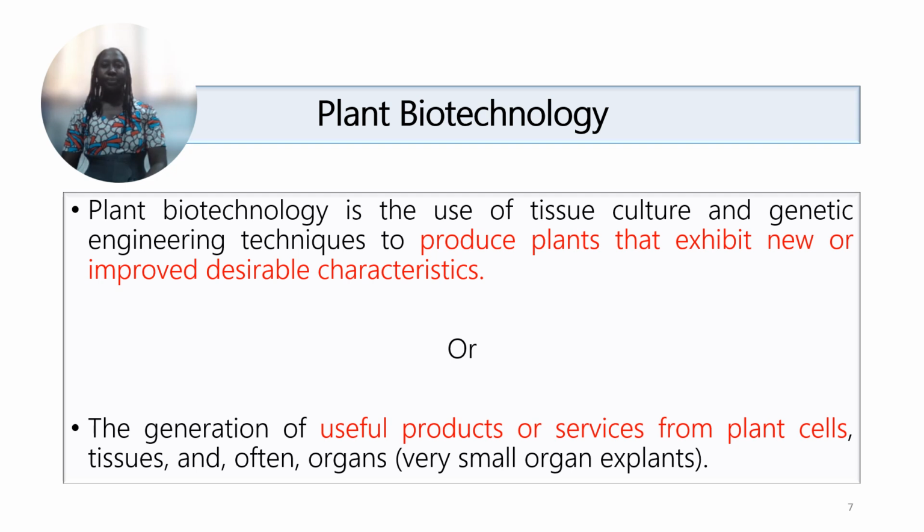components. So plant biotechnology is the use of tissue culture and genetic engineering techniques to produce plants that exhibit new or improved desirable characteristics. This is actually what we want in biotechnology. We are interested in desirable characteristics. So it is the generation of useful products or services from plant cells, plant tissues, and often organs. These are very, very small explants; we are going to see under the requirements for plant tissue culture.